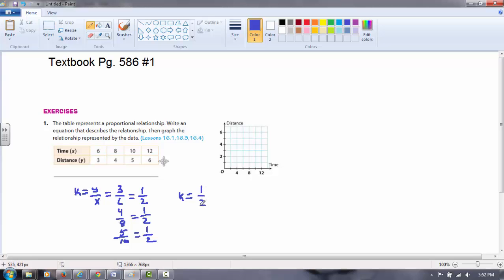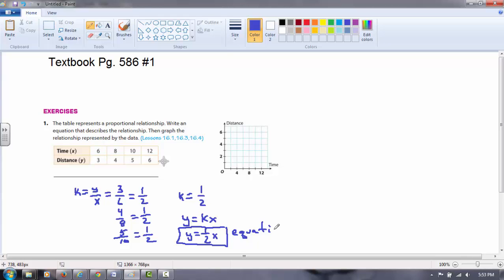And what they're asking us to do is to write an equation. Remember that we had a formula that said y is equal to kx. So if our k is 1/2, we're just going to replace the k with a half, and then put the x after it. And then I'll circle that. That's going to be our equation. So that's the first part.